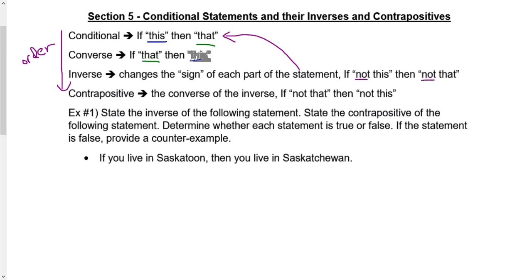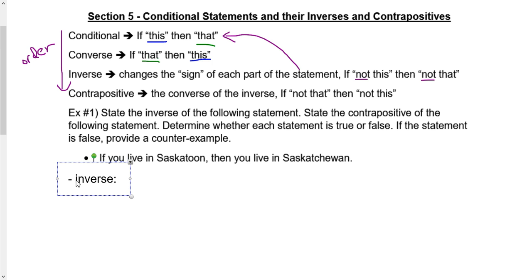So what we're going to do is some examples, obviously. The first thing we're going to do is state the inverse of this statement, state the contrapositive, and determine whether each statement is true or false. If it's false, we're going to provide a counterexample. The question is, if you live in Saskatoon, then you live in Saskatchewan.